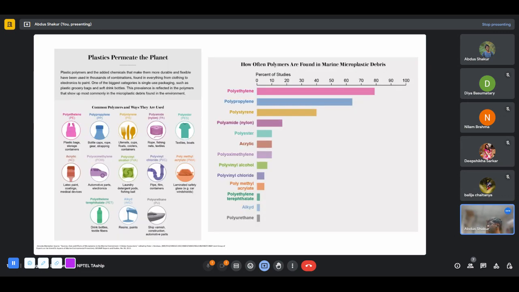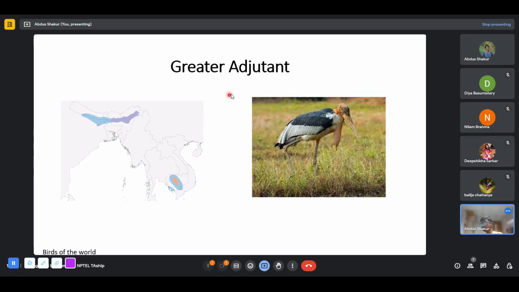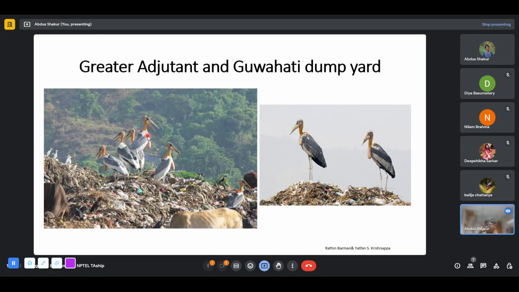This shows a somewhat grim picture of the world, but some species have changed their habits so much that they sustain themselves these days on these garbage patches, where we dump our waste. One such species is the greater adjutant. This is a scavenging bird found in marshy or wetland areas. It is found in the northeastern part of India, Nepal, and Southeast Asia. If you are from Guwahati, you might have seen this bird at the Guwahati dumping ground. They are found in huge numbers, not anywhere else, just at the dumping grounds.